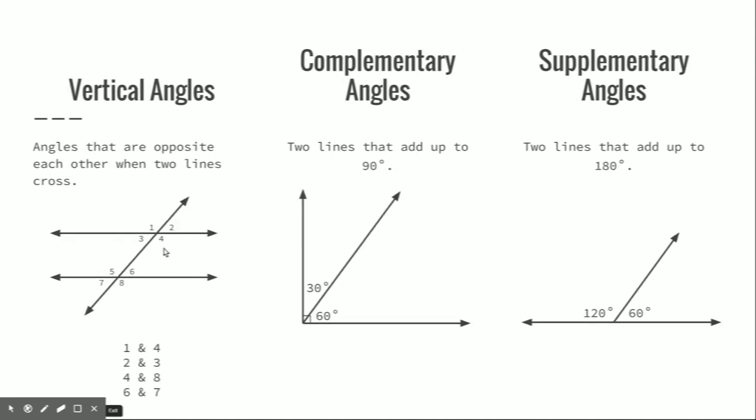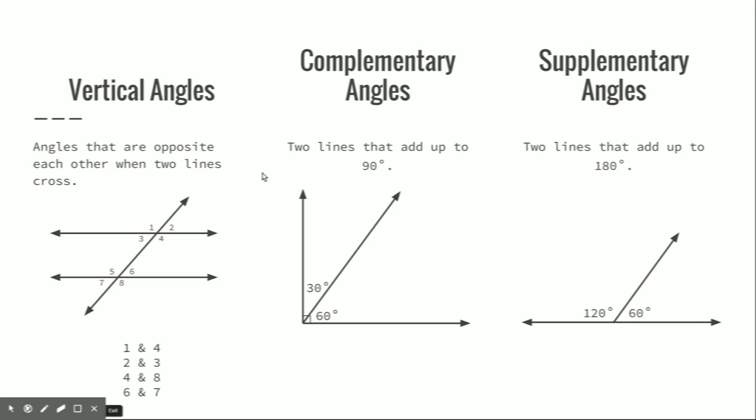Now, vertical angles are angles that are across from each other. So 1 and 4 would be vertical angles because they're across from each other, and so would 5 and 8. And in the same way, 2 and 3 would be vertical angles, and 6 and 7 would be vertical angles because they are directly across from each other. Now, vertical angles, again, just the same as corresponding angles, are congruent. And so this means that they have the same measurement. So if 1 is 120 degrees, then 4 is 120 degrees. If 2 is 40 degrees, then 3 has to be 40 degrees.